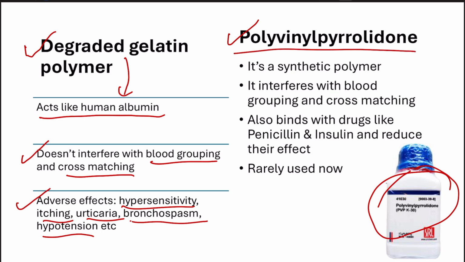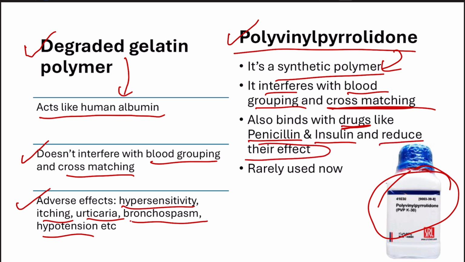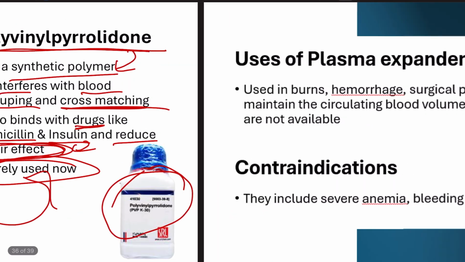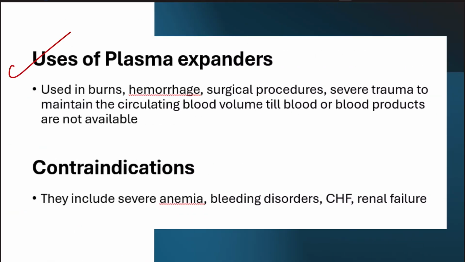Then we have polyvinyl pyrrolidone, which is a synthetic polymer. It interferes with blood grouping and cross matching just like dextran. Also, it binds with several drugs like penicillin and insulin, and hence it reduces the effect of these drugs. And this plasma expander, that is polyvinyl pyrrolidone, is nowadays very rarely used. So we need to know that it is a type of plasma expander, but it is not used that much nowadays.